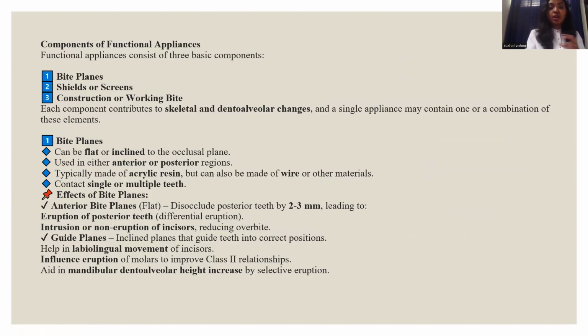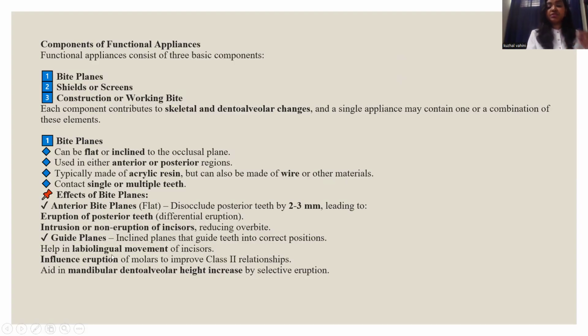The bite planes also act as guiding planes. These are acrylic planes that disocclude the posteriors by 2 to 3 mm, leading to the eruption of the posterior teeth. This is called differential eruption. What happens in differential eruption is that it can either stop the eruption of the anteriors, or intrude the anteriors, while the posteriors are extruded. Because of this difference in eruption, it is called differential eruption.